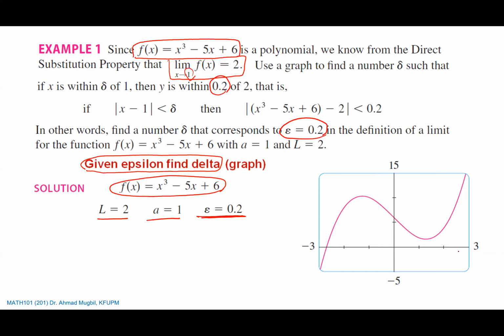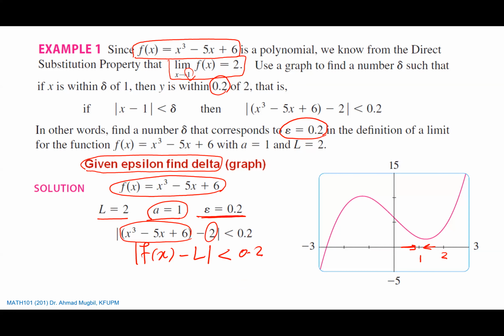So now we have the graph. This is 3, this is 2, this is 1. We need to focus when x approaches 1, so when we are very close to 1. So we will zoom in on this graph. What we want at the end, by the way, is the absolute value of f(x) minus L less than epsilon, greater than 0, of course. Now we have epsilon, it is 0.2. Now we want to find delta. This is our target. Now this is the function, this is L, this is epsilon.